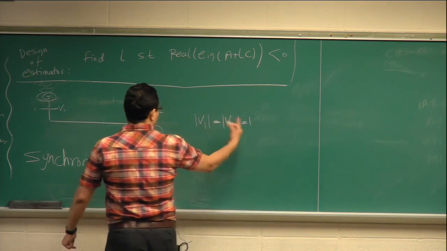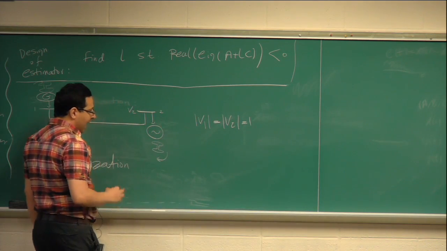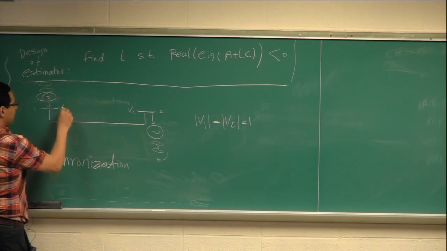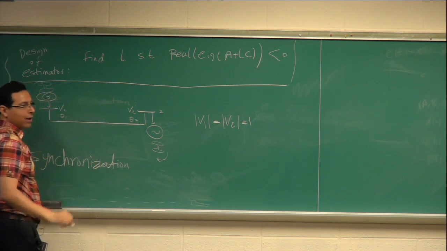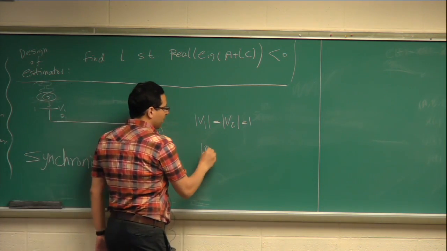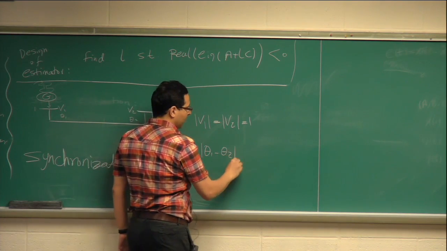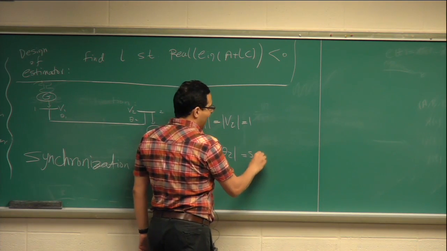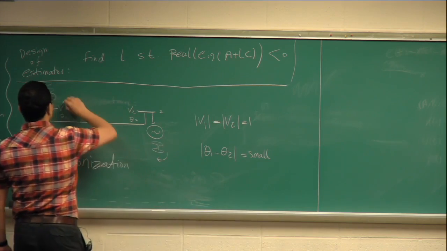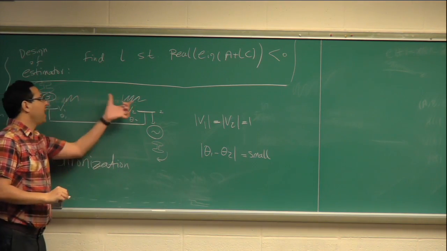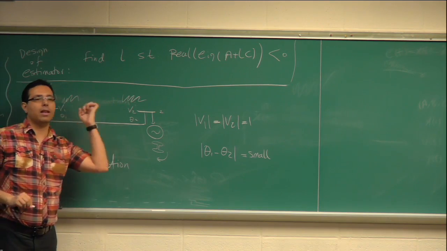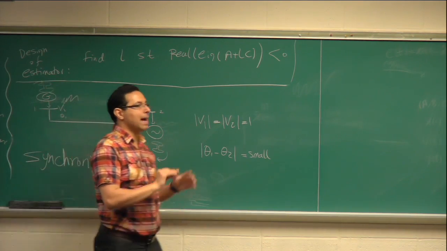So this was kind of justifiable. Another thing that we talked about was that this has an angle theta 1, this has an angle theta 2, and this difference should be small. These are two sinusoidal signals. If the difference between the phases of these two signals is a lot, then something bad happens.